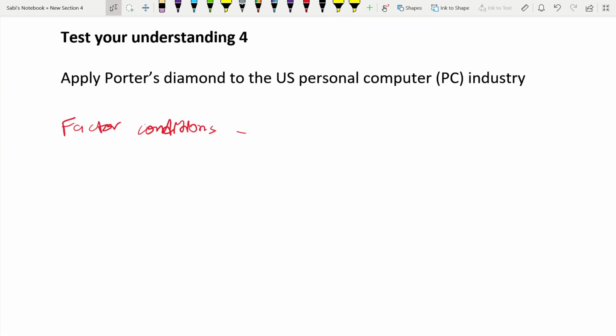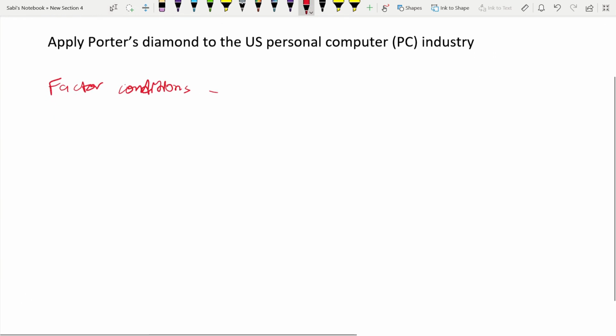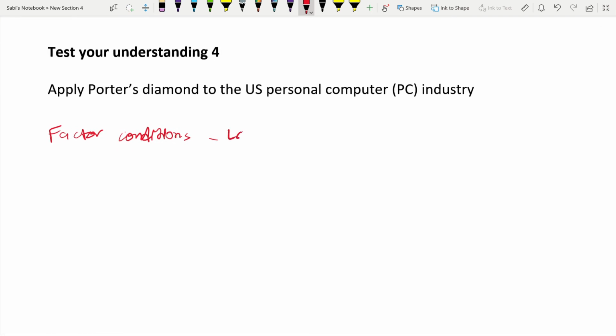Large population. If you see their population in US, everyone is a well-trained engineer there. That population is made up of well-trained engineers. So that's their factor condition in US. That's why US is well known for IT. Anything related to technology, research and all comes from US because a large population of them are well-trained engineers. Okay, demand condition.